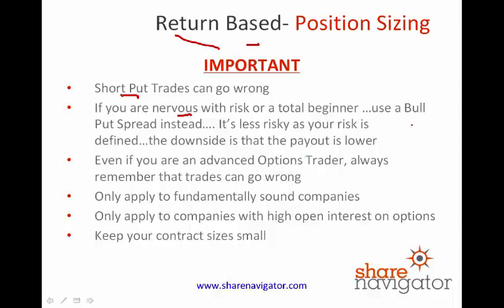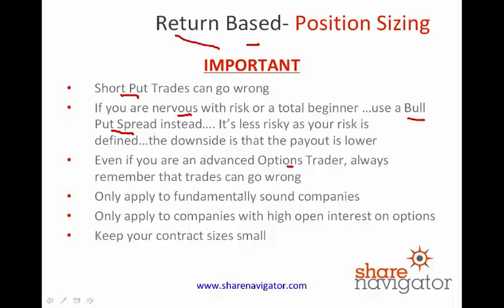Instead, use the bull put spread, which is an extension of the short put strategy. But the benefit of the bull put spread is you've got defined risk. So your risk is a lot lower than using the short put strategy. The downside of it is you don't get as much money as you do with the short put. But we would advise total beginners to use the bull put spread instead. But even if you are an advanced options trader, always remember that trades can go wrong. So what do you do in that position? You need to have your trading plan mapped out. We talked about that earlier.